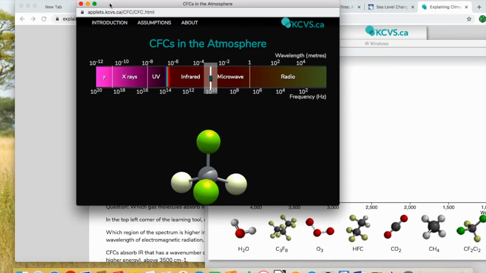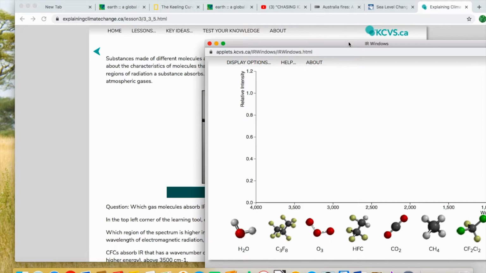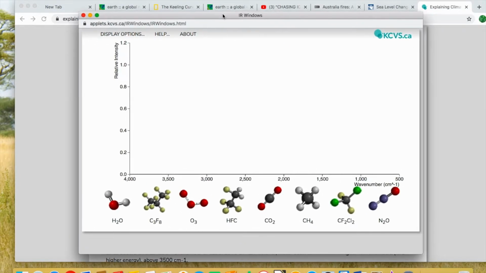This has the impact of increasing the overall temperature of the air. This is what greenhouse gases do. CFC is just one, but carbon dioxide is another one. I'm going to show you this as well. Maybe this is a bit advanced for you. I don't know.